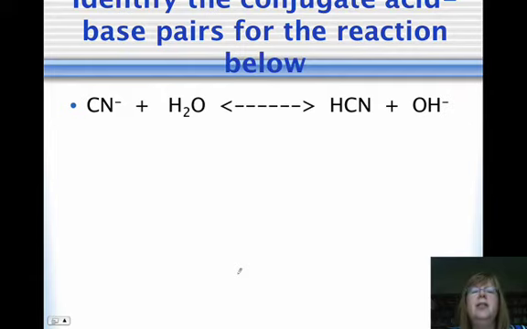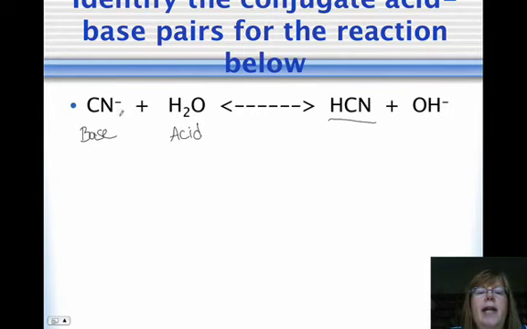Okay, so let's try this again. This is the cyanide ion and water. Oh my goodness, the cyanide gained a proton. It was a proton acceptor. That means it acted like a base. So therefore, water must be the acid. Did it indeed give away an H plus?